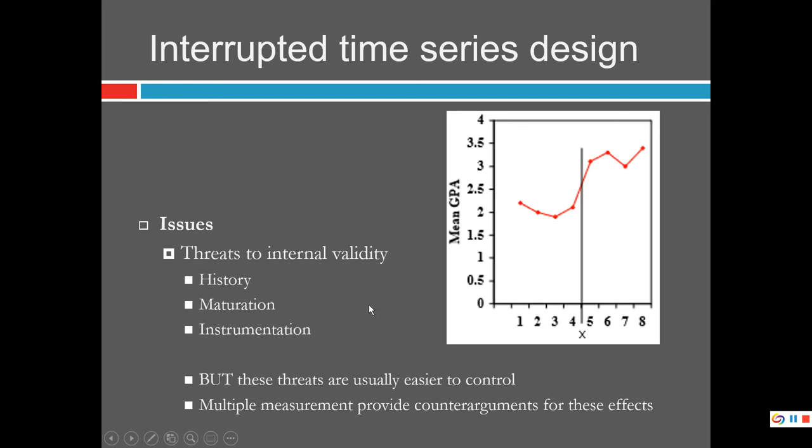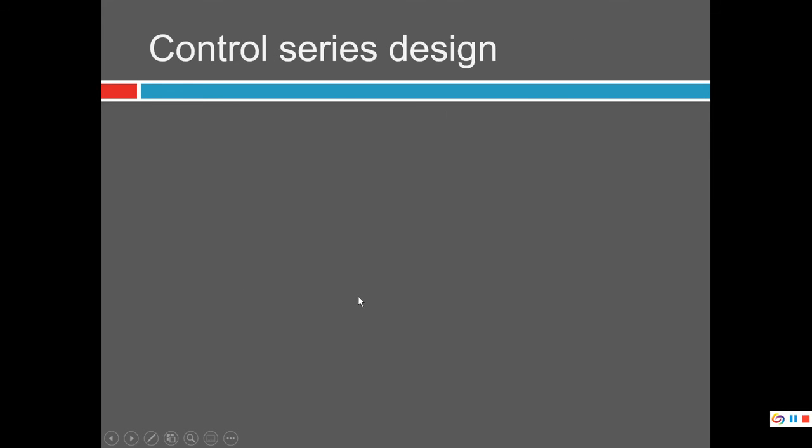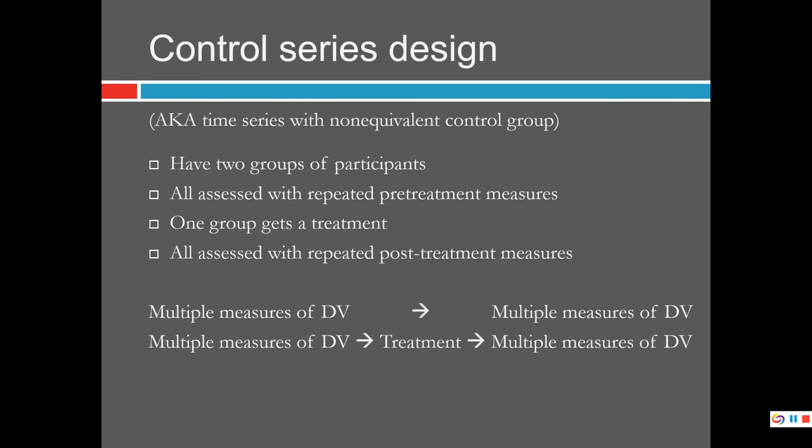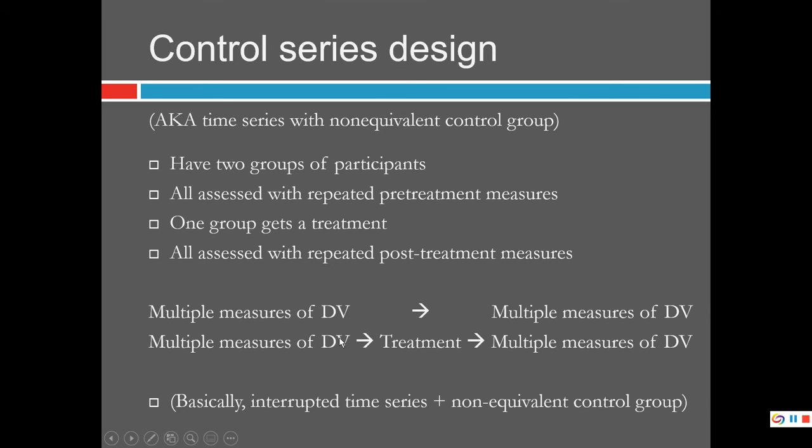Okay, the last one I want to talk about, as you're probably unsurprised to find out now, adds a comparison group, adds a control group. So instead of an interrupted time series, this is generally called a control series design, but it's still just like an interrupted time series with a control group added. So again, two groups of participants, repeated pre-treatment and post-treatment measures, and only one group is getting a treatment. So measure a DV a bunch of times for a control group, and measure it a bunch of times for your treatment group.